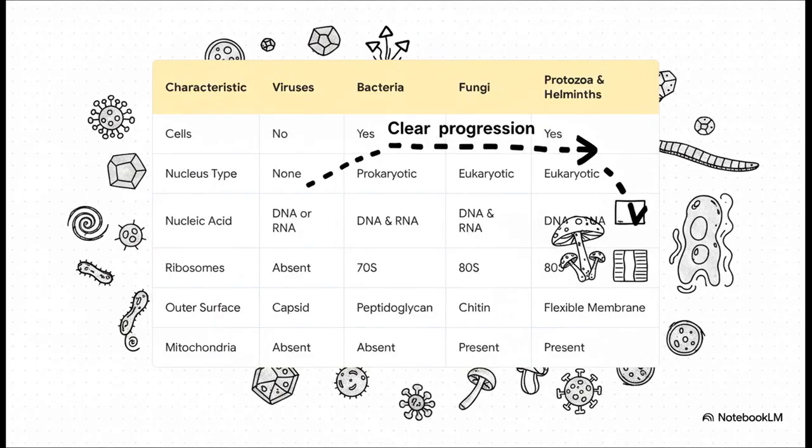And here it is. This is the master cheat sheet. This table is your key to identifying any infectious agent. And you can see a clear pattern, right? We start with viruses, which aren't even cells. Then we move to bacteria, which are simple prokaryotic cells. And then we have the rest of the crew, fungi, protozoa, and helminths, which are all complex eukaryotic cells, but each one has its own telltale feature, like that chitin wall on fungi.